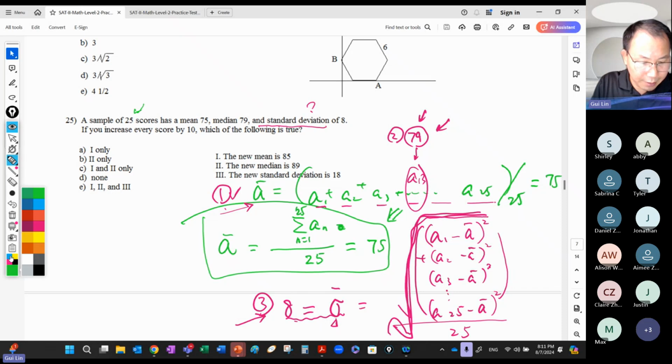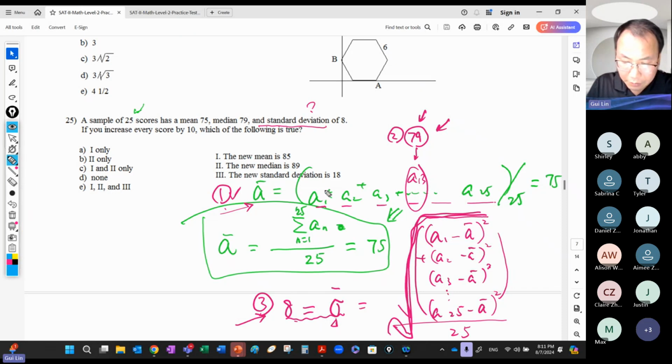All right, so second one, if you increase every score by 10, so each of them adds 10, all of them add 10, and then divide by 25 again. So it means here we have 25 tens, and divide by 25 again. So the average goes to 85. If each of them adds 10, the overall average definitely increases 10 as well. Right, so it became 85.